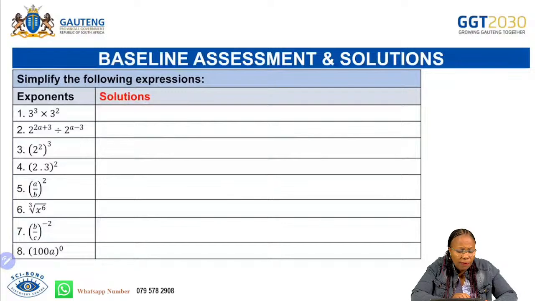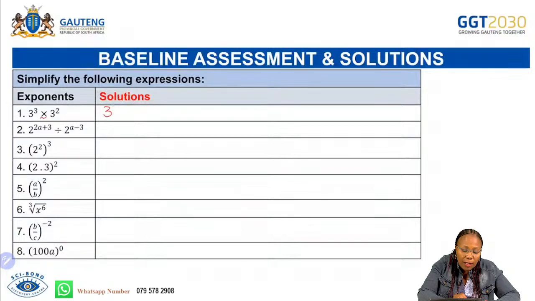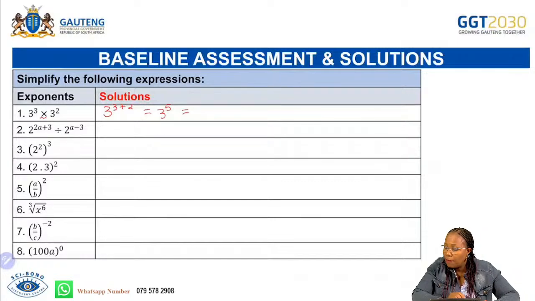Now let's look at the first baseline question. We have 3 to the power 3 multiplied by 3 to the power 2. I think you still remember your rules, because you can't do this without applying your rules. It's the same base, 3. And if you are multiplying, we add the exponents. That will be 3 plus 2. Then we end up with 3 to the power 5, which is how much, grade 12? 3 to the power 5.